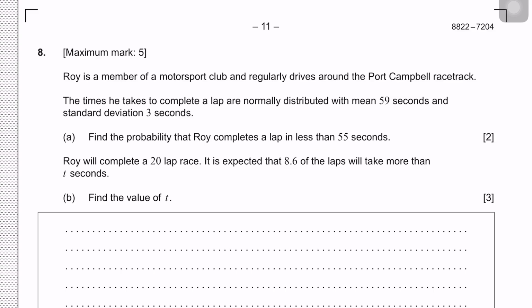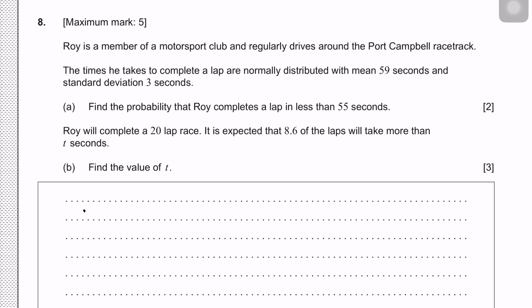The keyword here, normally distributed, tells us we're dealing with normal distributions. For a lot of these problems, it's not a bad idea to sketch the situations, first because they can be used as a process, and then they also help us see what's going on. In this case, Roy completes a bunch of laps. His performance is not 100% consistent. His results are normally distributed. So a normal distribution centered about a mean of 59 seconds, and then a standard deviation, which is a measure of spread, of 3 seconds.